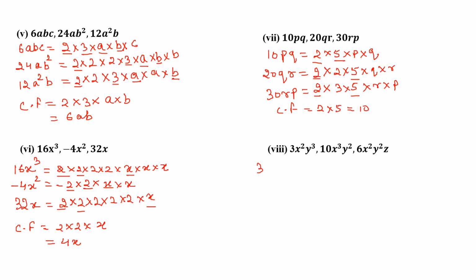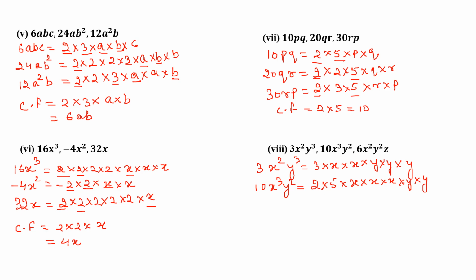Now eighth question, 3x²y³. So it will be 3 into x into x into y into y into y. Now 10x³y² will be, 10 I can write as 2 into 5, x³ is x into x into x, y² will be y into y. And the third term is 6x²y²z. So 6 I can write as 2 into 3, x² I can write as x into x, y² I can write as y into y, and z as z.